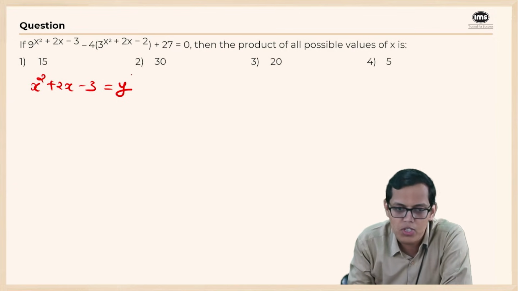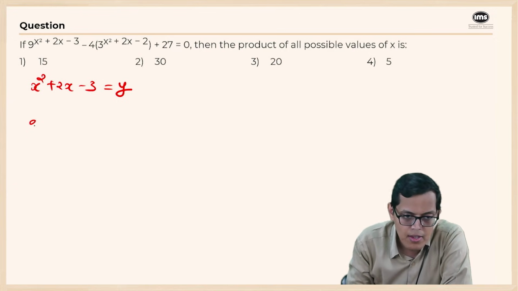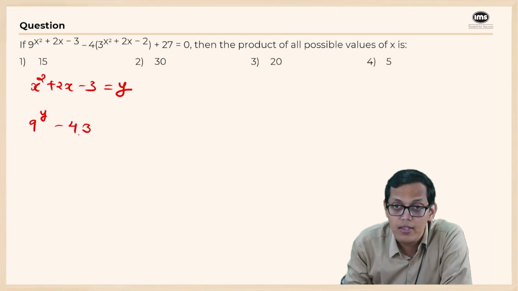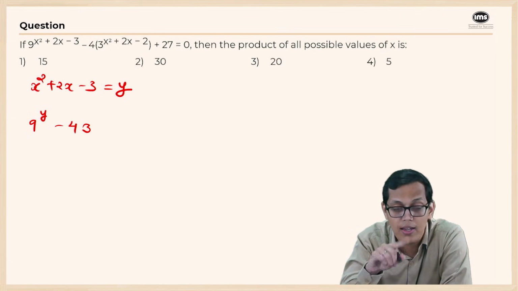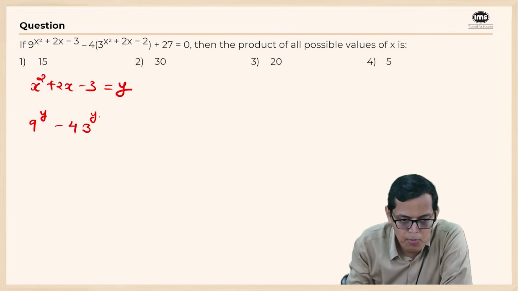So the entire equation can be rewritten as 9 raised to y minus 4 times 3 raised to, carefully, in comparison to the first power, the second power is actually 1 larger. So I should write y plus 1 here.